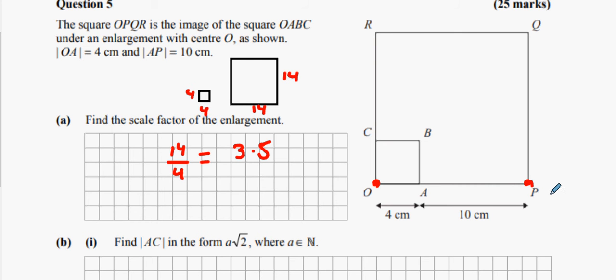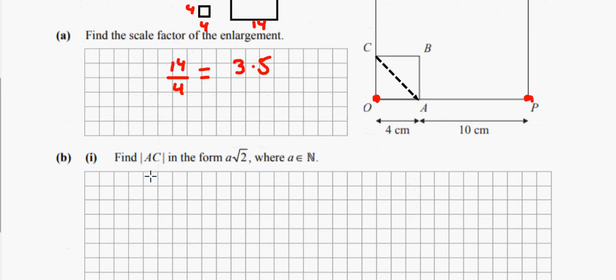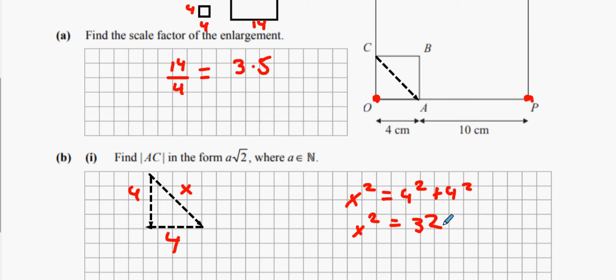Find AC. Which one's AC? Everybody agree AC is the diagonal? So AC would be the equivalent of 4 up and 4 across. Did everybody get that? So what are we using for that? Yeah, it's root 32, but root 32 comes out as 4 root 2. And A has to be a natural number. Right, that's easy enough.